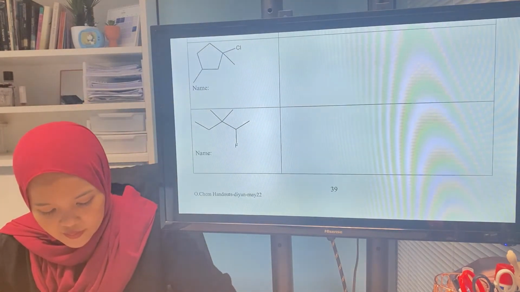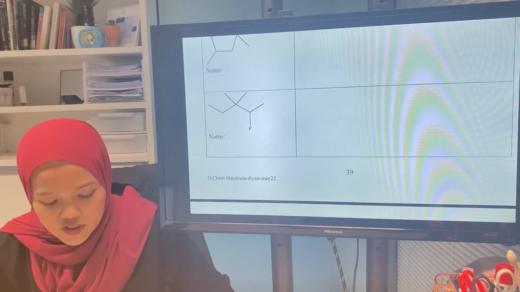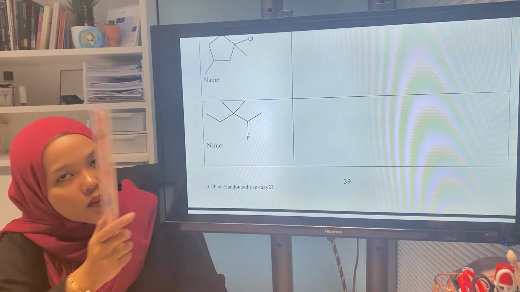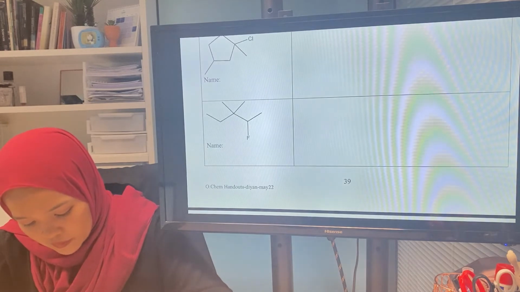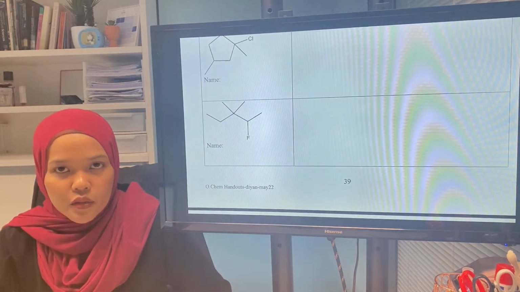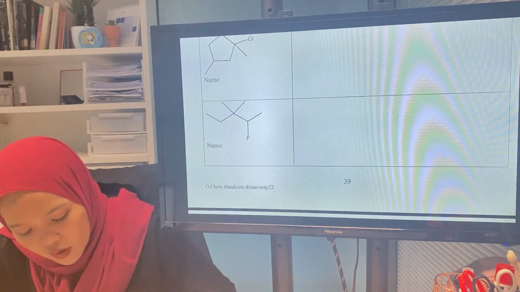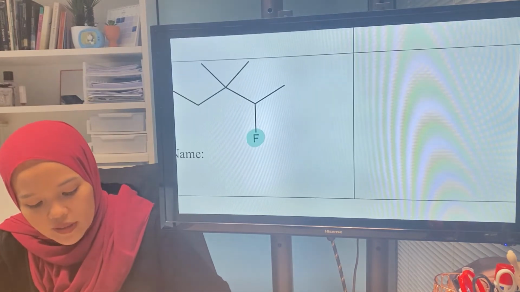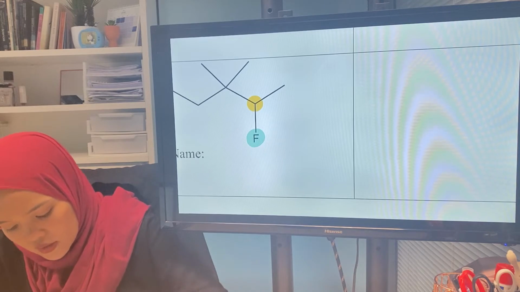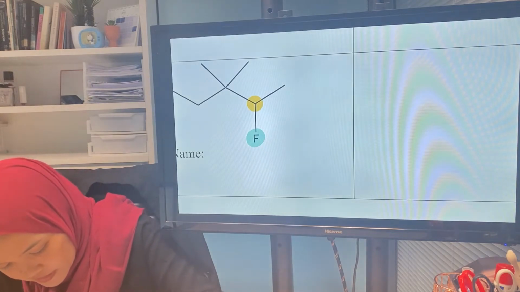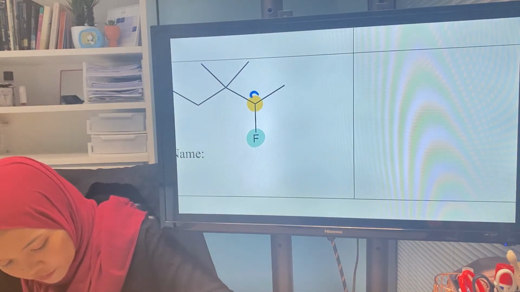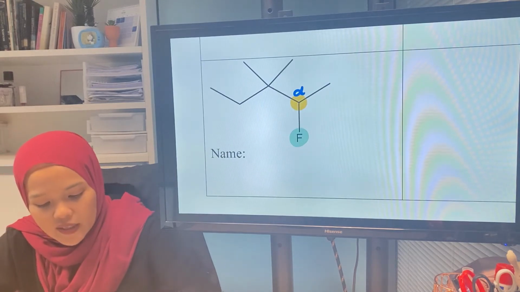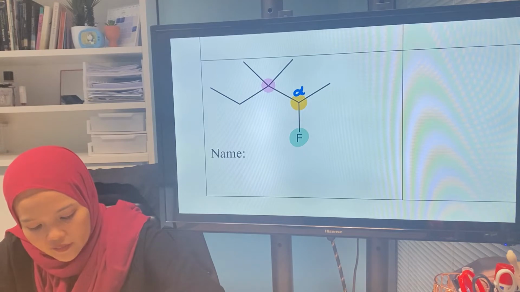So let me just try to check with you. This might be a bit tricky. Now look at this one. Which one is your alpha carbon? Which one is your beta carbon? First of all, this is your halogen. So where is your alpha carbon? It is here. So this is going to be the alpha carbon. So where is your beta carbon? Your beta carbon is this one and this one.